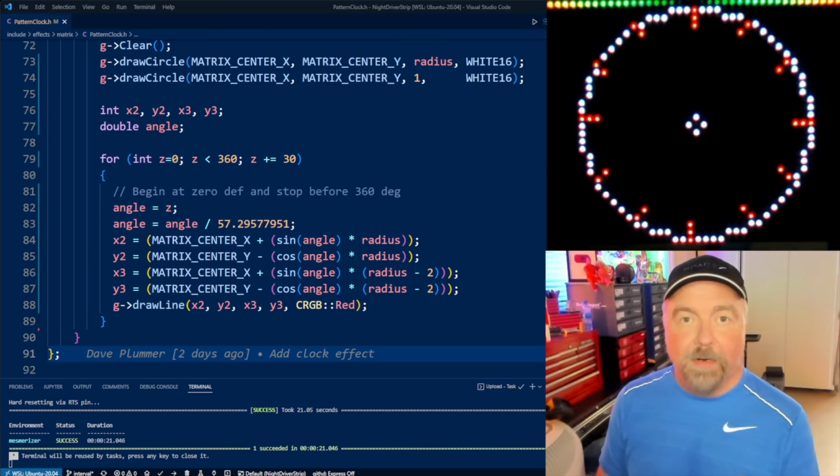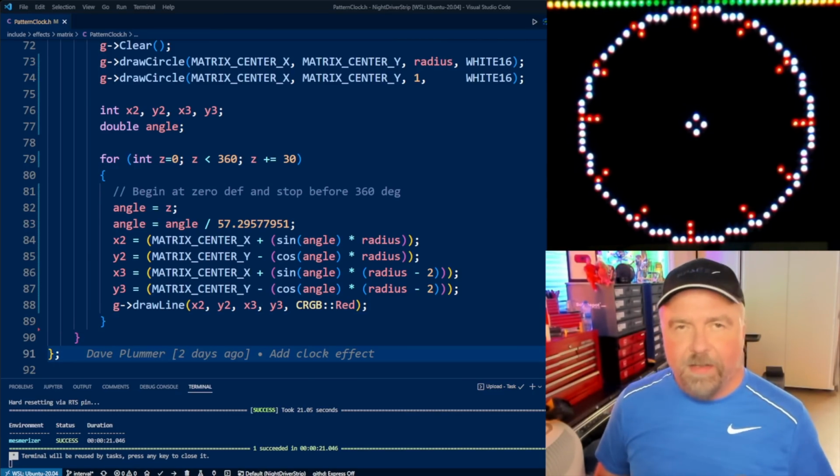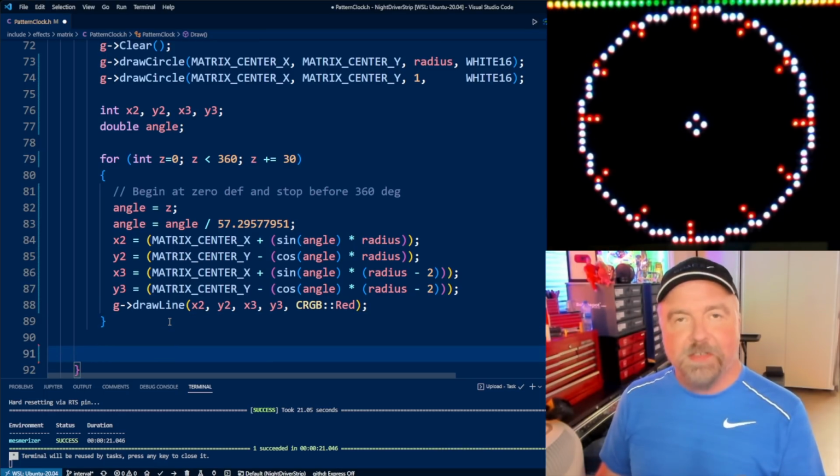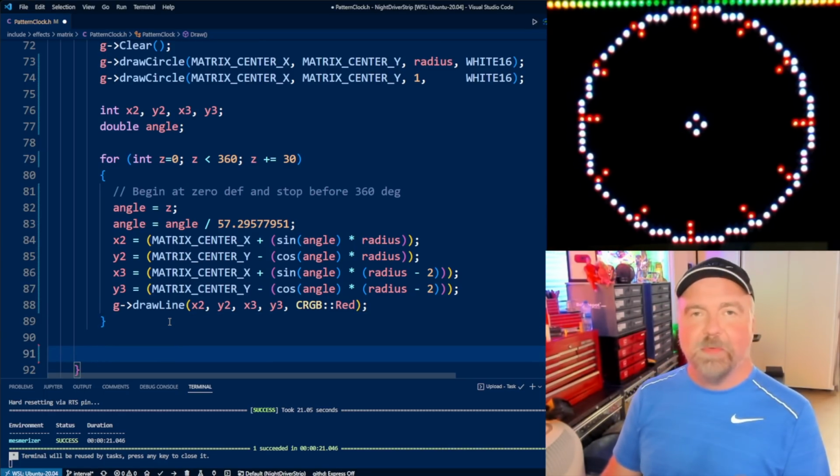So those are my little tick marks that will represent the hours on the clock. There's not enough resolution here to draw numbers, but you could use the position of the start point of the tick as your location to simply draw the number 1, 2, 3, 4, 5. Well, the next thing we need are some hands. So let's start with the second hand.